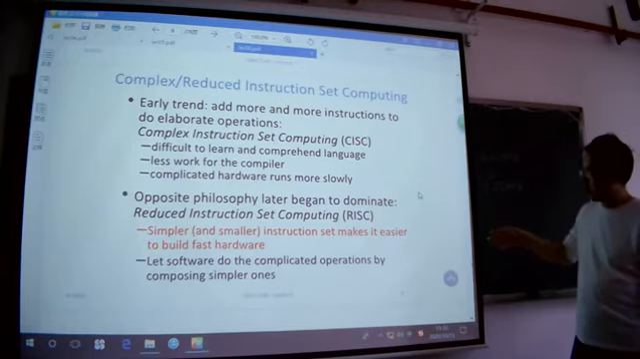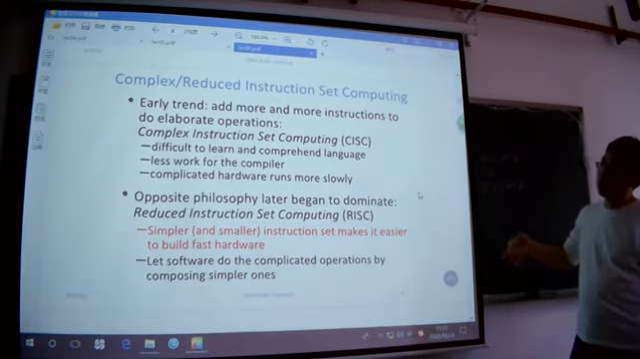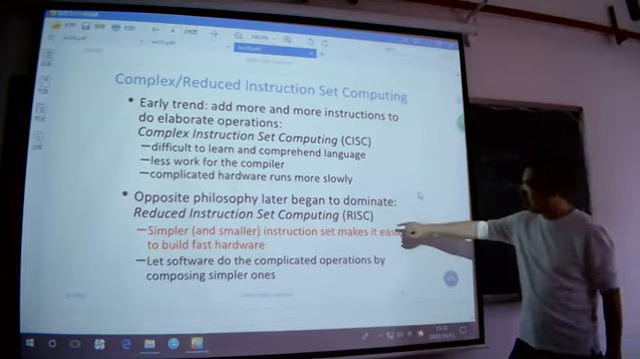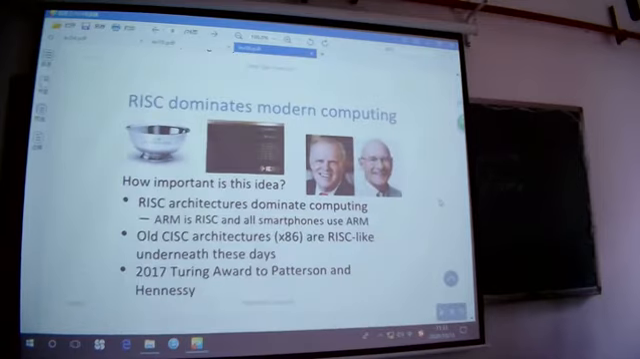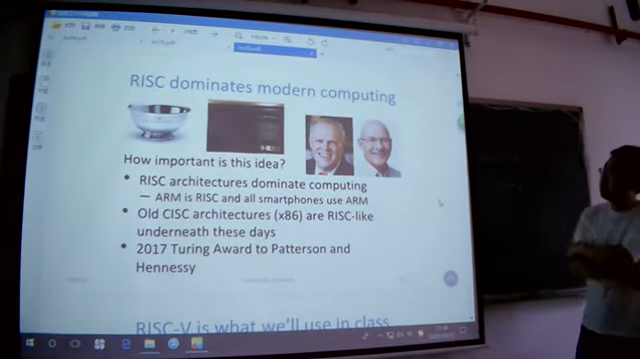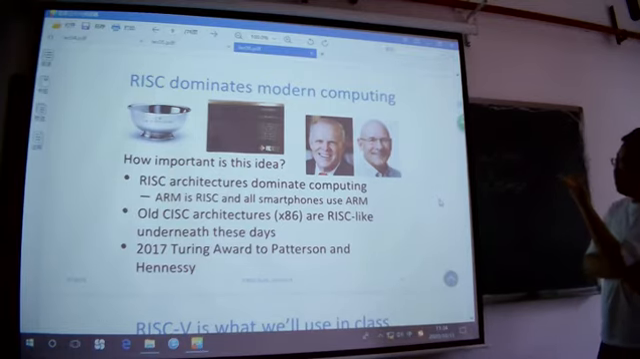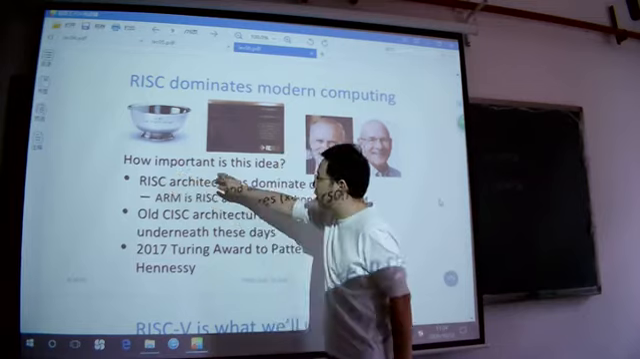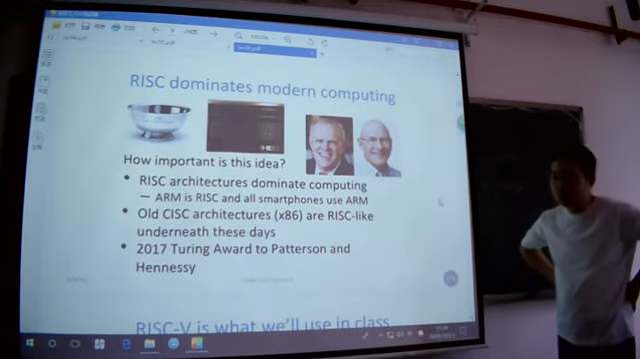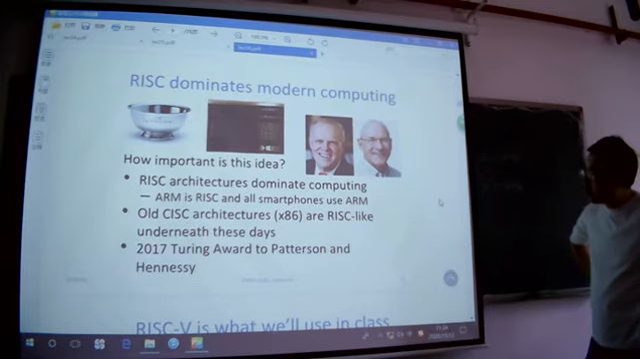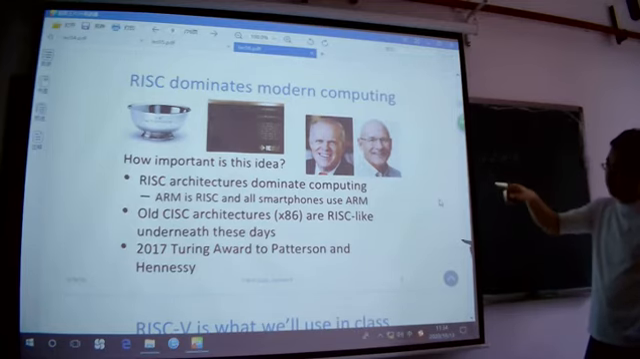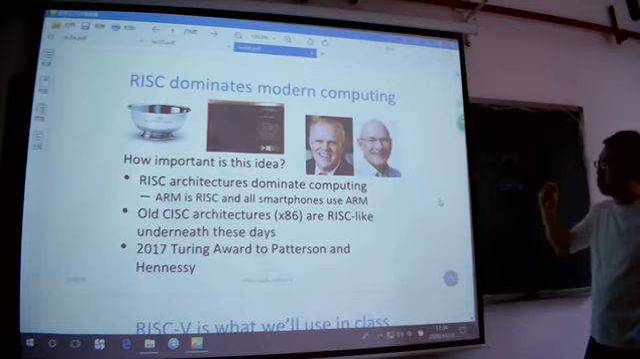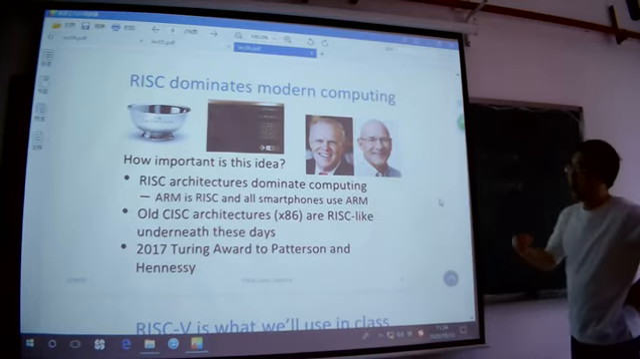So you can find RISC is the symbol from our book in our PPT. RISC is very important. RISC dominates modern computing. In this question, how important is this idea? We find RISC architectures dominate computing. ARM: in the former PPT, ARM is RISC, and ARM is used in most smartphones.